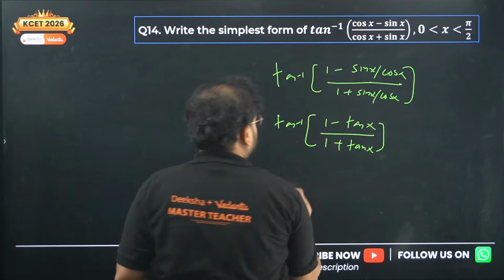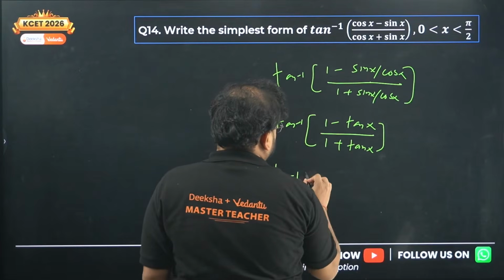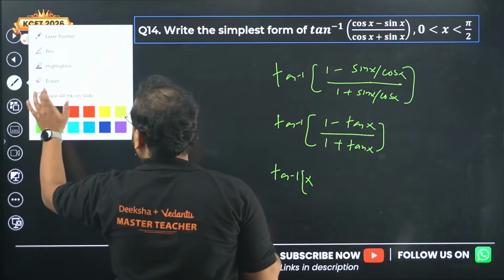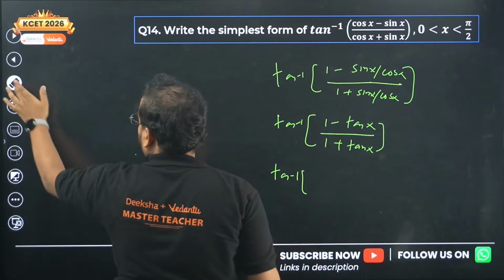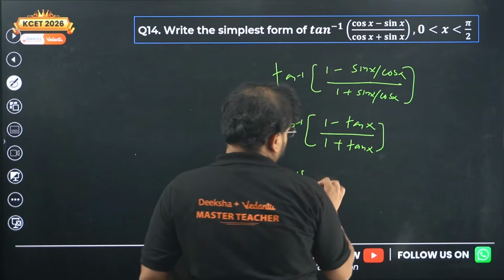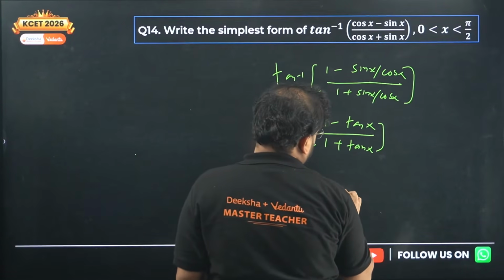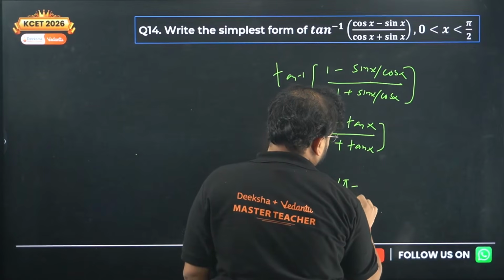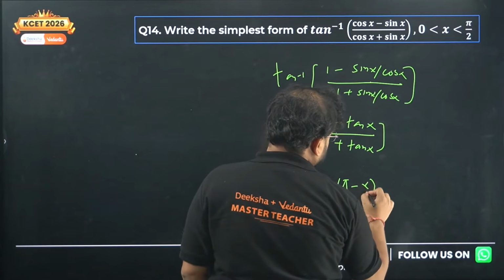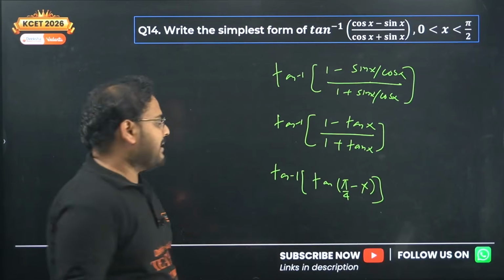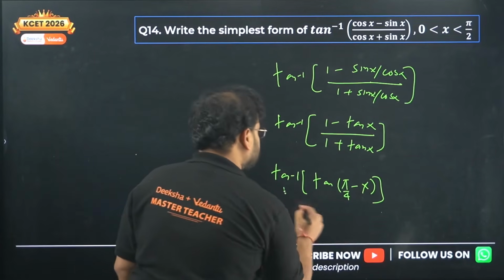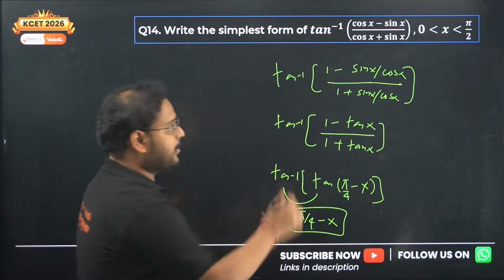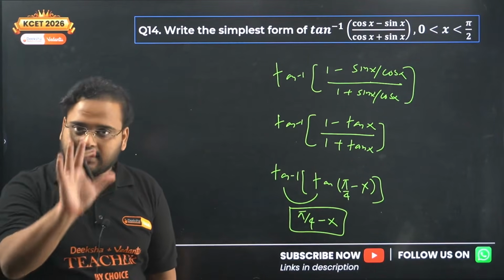Now you check the formula. Again, same thing, sir. Yes, it is the same thing. Tan inverse of, what is it? Tan of pi by 4 minus x. Tan of pi by 4 minus x. So what I get for this? Pi by 4 minus x is my answer. 3-mark question. Okay, done, easy.